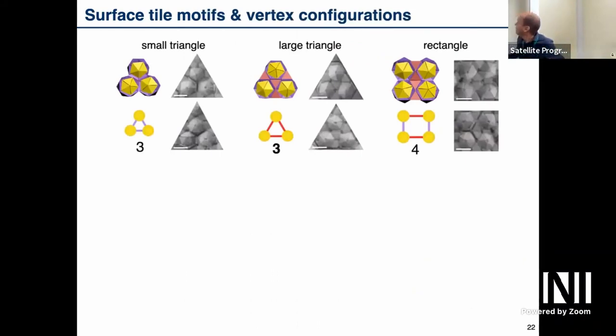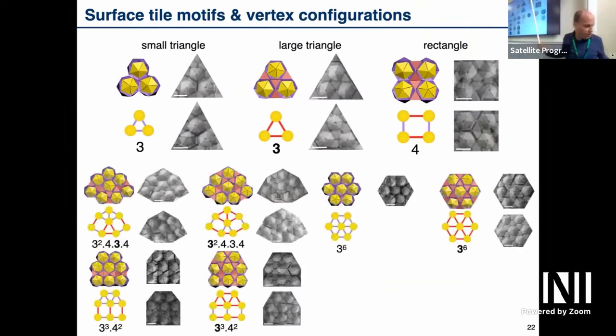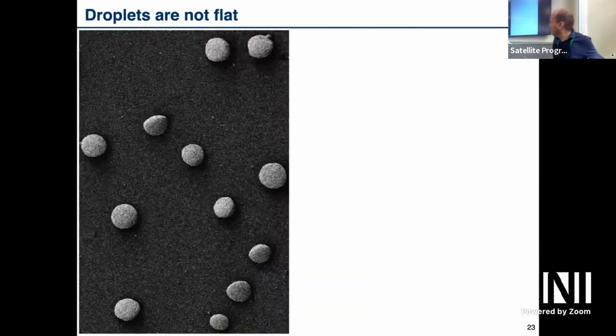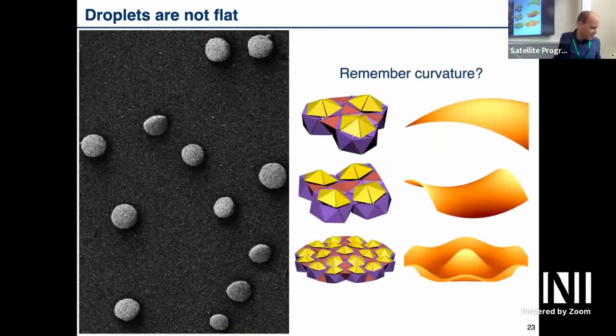So here we analyze the tiling, triangles and squares, and we can then look at local environments. These are called vertex configurations or vertex figures. We can use this notation that's common in tilings, which just says how many triangles and squares you have around one vertex. And they are curved. I mentioned that. And now it becomes important that these triangles and squares are curved.